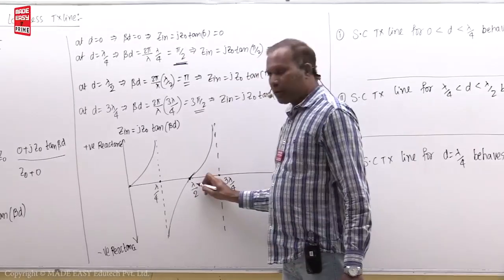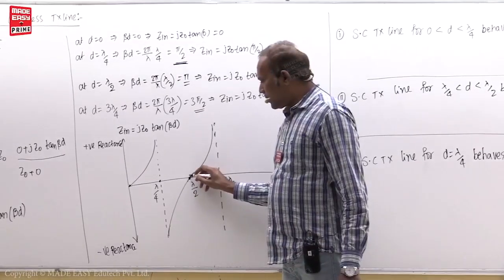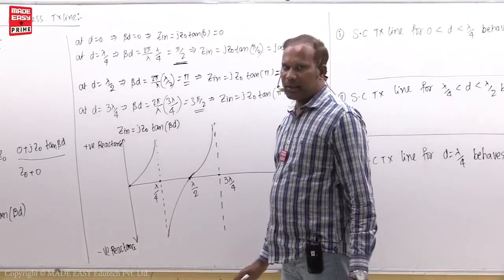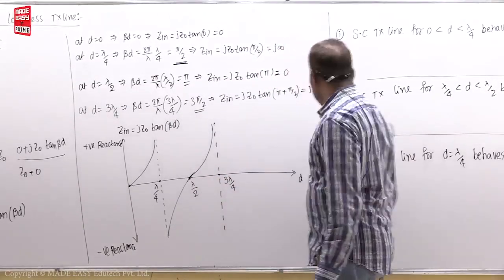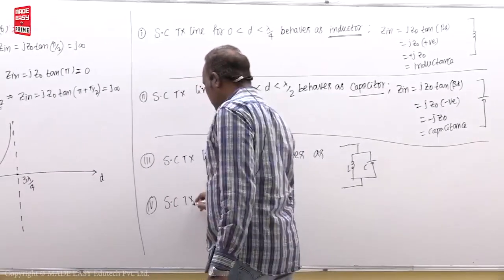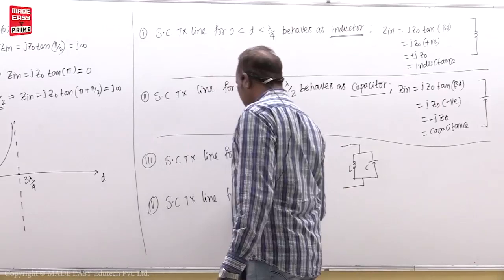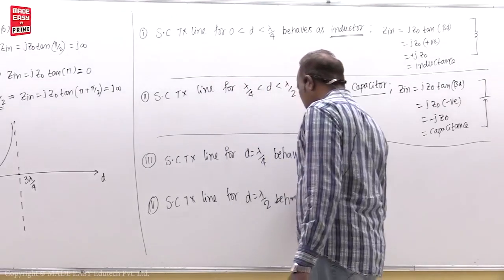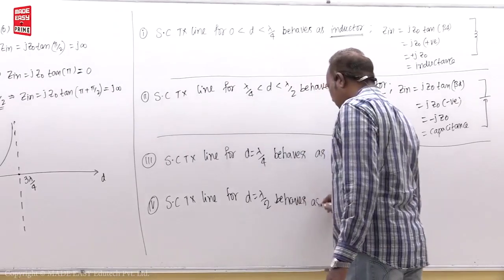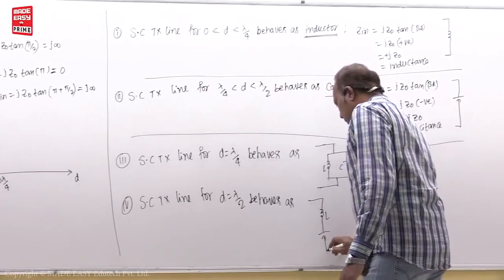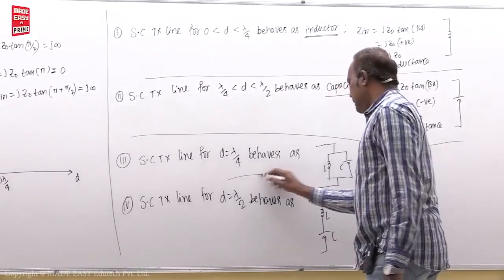Similarly, at lambda by 2 distance, exactly you can see plus minus 0. That happens, impedance is plus minus 0 for a series circuit actually. So that one is short circuit transmission line for d is equal to lambda by 2 behaves as a series combination of L and C, students. So this is the answer.